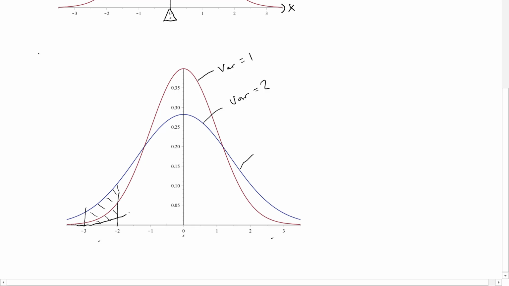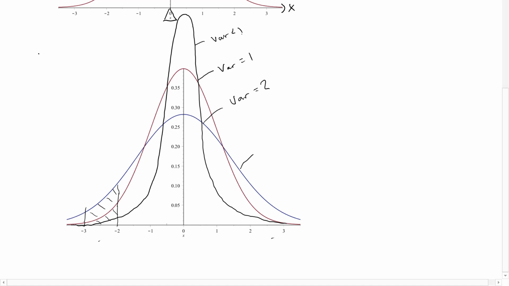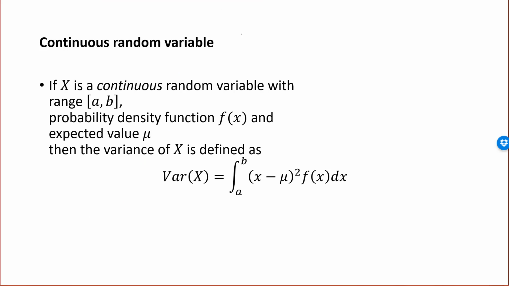Similarly, an even skinnier graph would then be taller, like that, and that would have a lower variance. So this would have a variance which would be less than 1. So in general, the skinnier and taller the PDF is, the lower the variance. The thicker and shorter the PDF is, the higher is the variance.